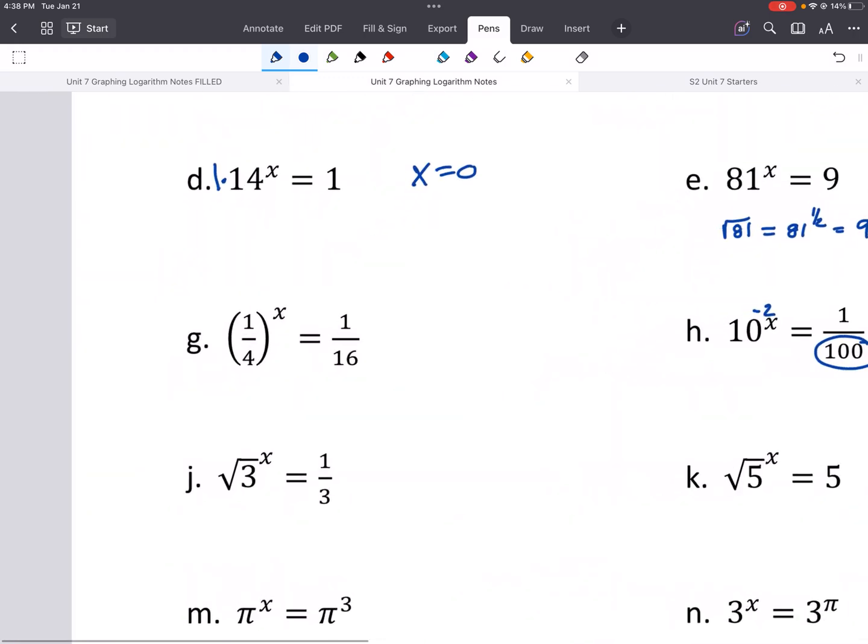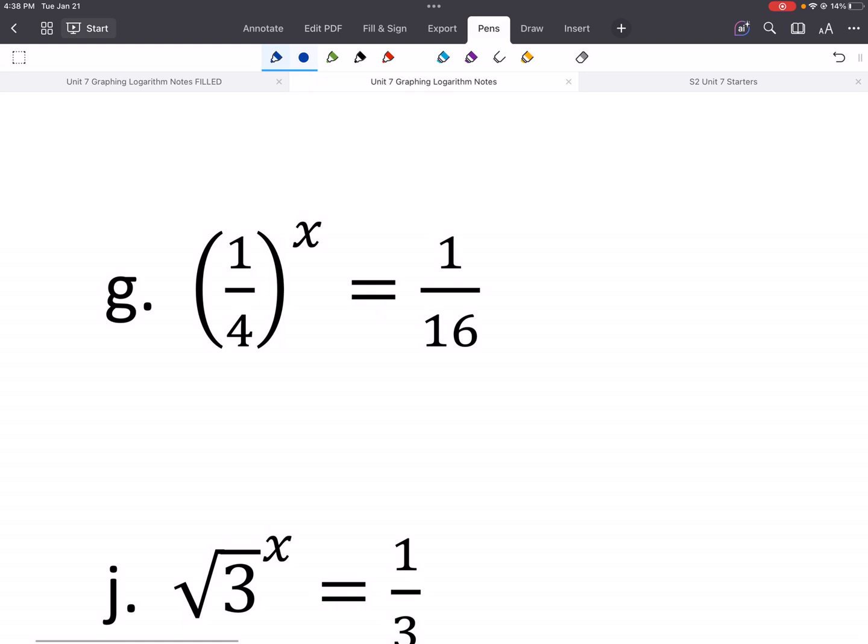All right, I think we were missing one over here for G. What do we need to do to this to give us this? We would have to square it, right? Because 1 squared is 1, and 4 squared is 16. So x equals 2.